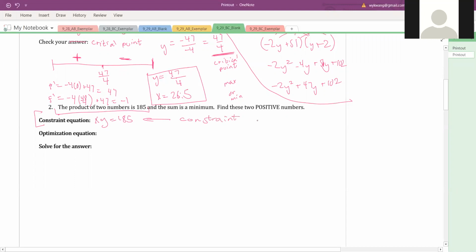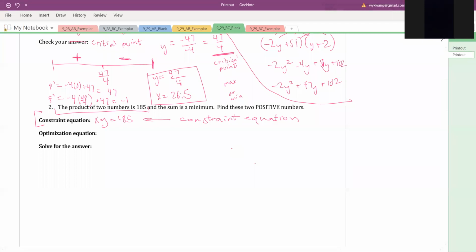That's our constraint equation. So when we go to the second part, we want to find a sum that is a minimum. We have to follow this rule. X times y is not allowed to equal 186 or 2,000 or 1 million, right? It must follow this rule. It must follow x times y is equal to 185. So hopefully that makes sense.